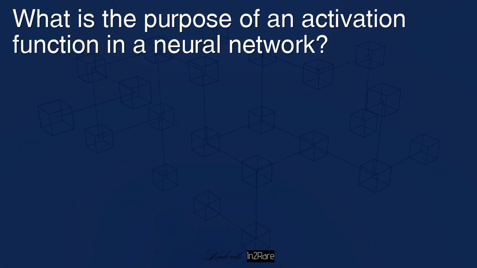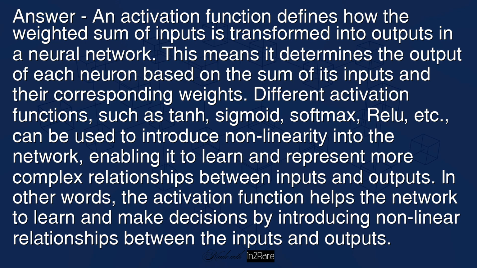What is the purpose of an activation function in a neural network? Answer: an activation function defines how the weighted sum of inputs is transformed into outputs in a neural network. This means it determines the output of each neuron based on the sum of its inputs and their corresponding weights. Different activation functions such as tanh, sigmoid, softmax, ReLU, etc. can be used to introduce nonlinearity into the network, enabling it to learn and represent more complex relationships between inputs and outputs.